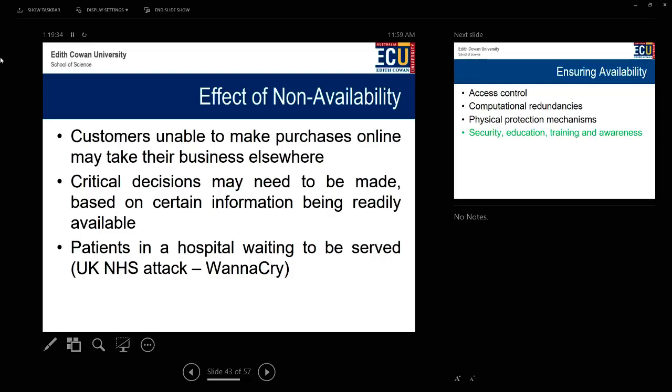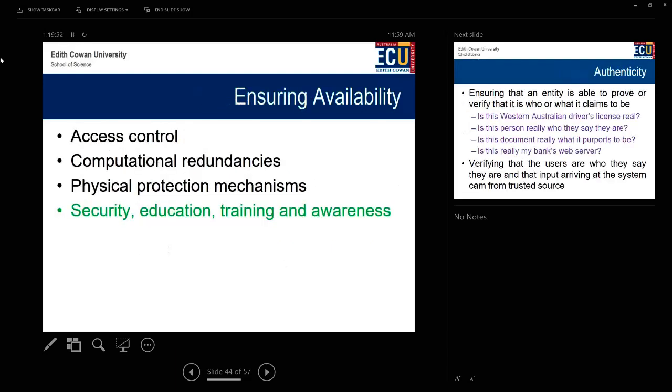It was an attack on confidentiality as well, but the reason I have quoted this example here is that patients in a hospital waiting to be served because of this ransomware or malware attack is a perfect example of a compromise on availability. Ensuring availability, you need to implement access control mechanisms, probably module 6 and module 7. You need computational redundancies, backups, physical protection mechanisms, and again, security education and awareness among your employees.